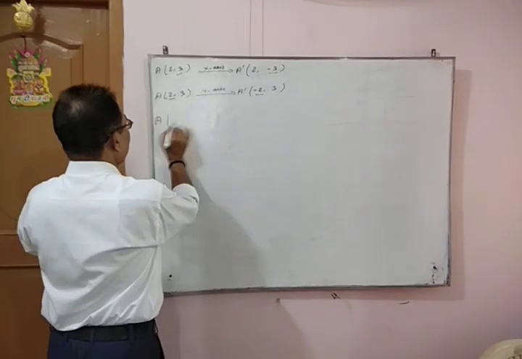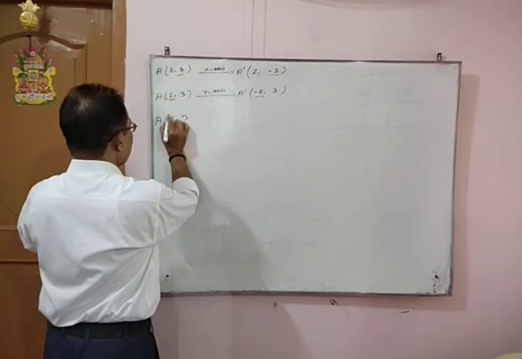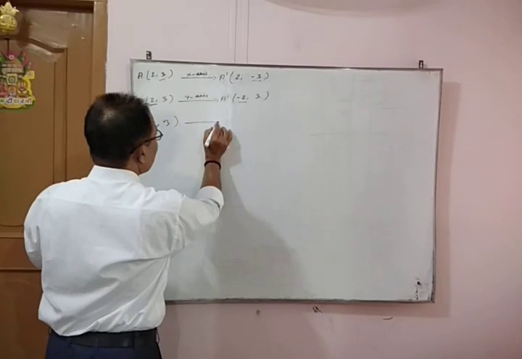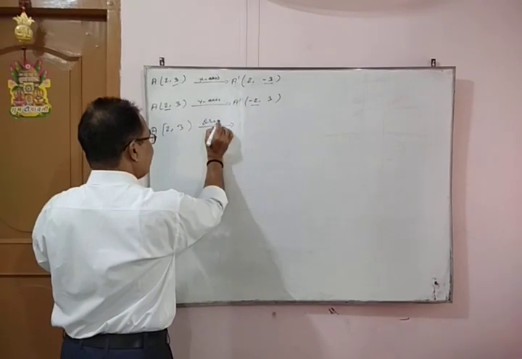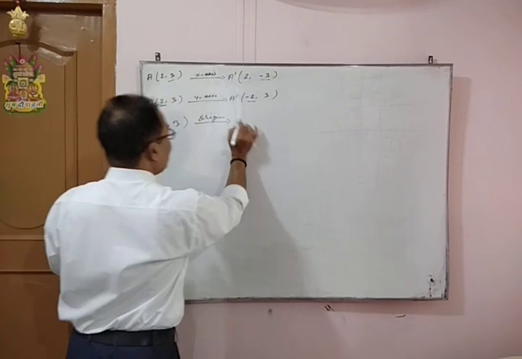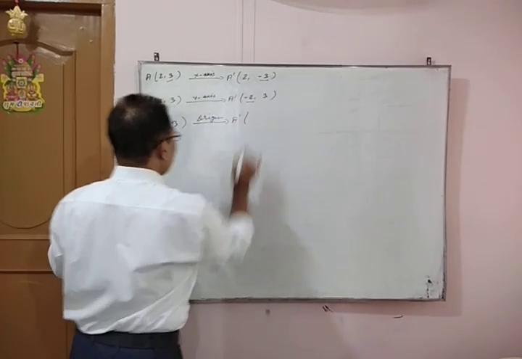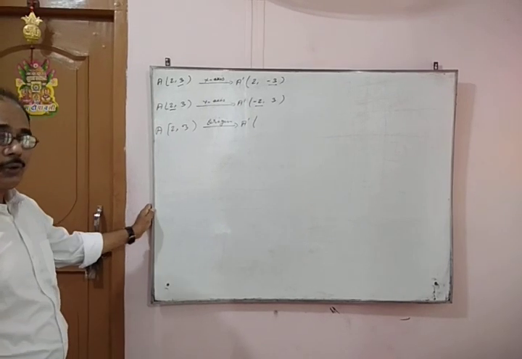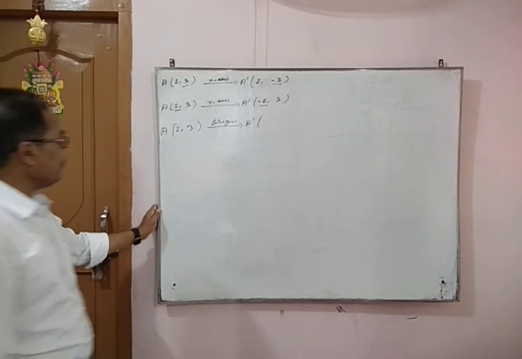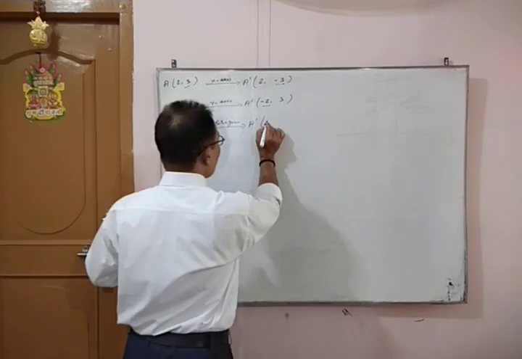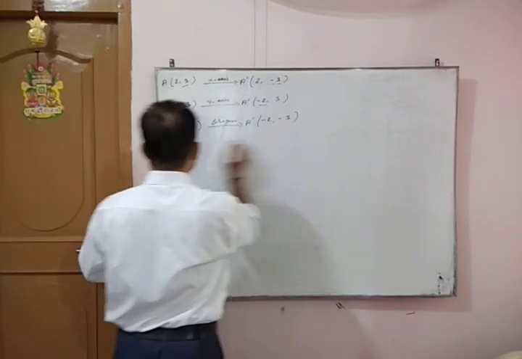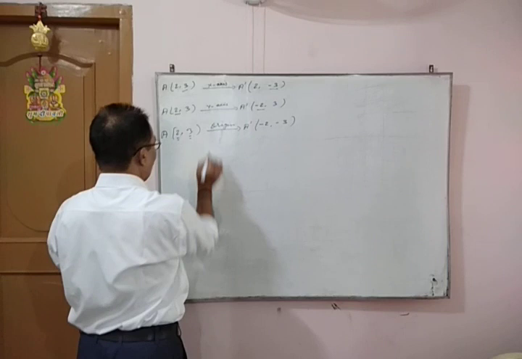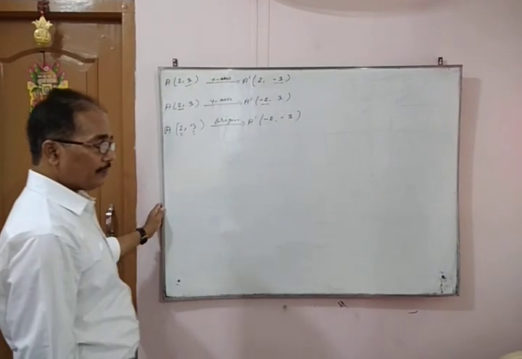And A has coordinates 2, 3. Reflection is taking place from the origin. A dash: the sign of both coordinates x and y will reverse, from plus 2 to minus 2, from plus 3 to minus 3. Remember it. Directly you can write down in the case of reflection.